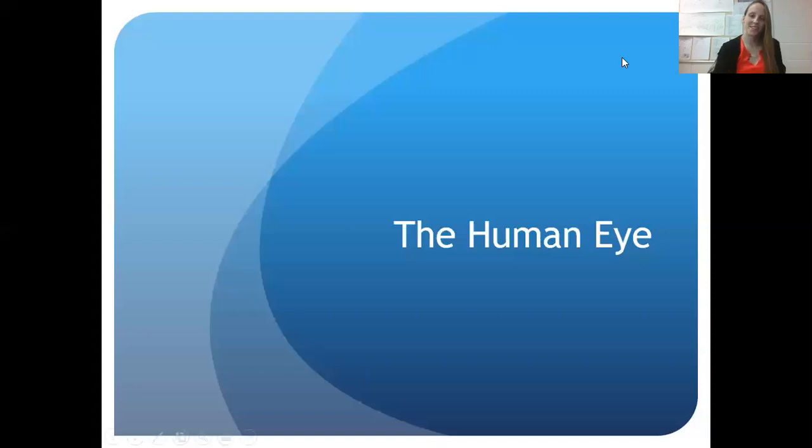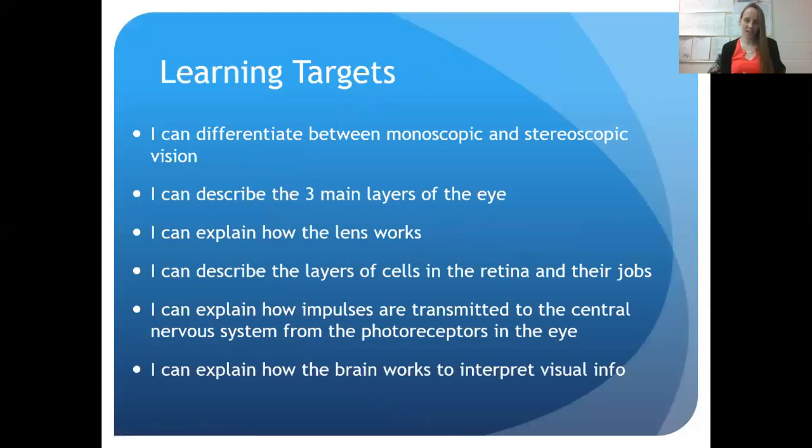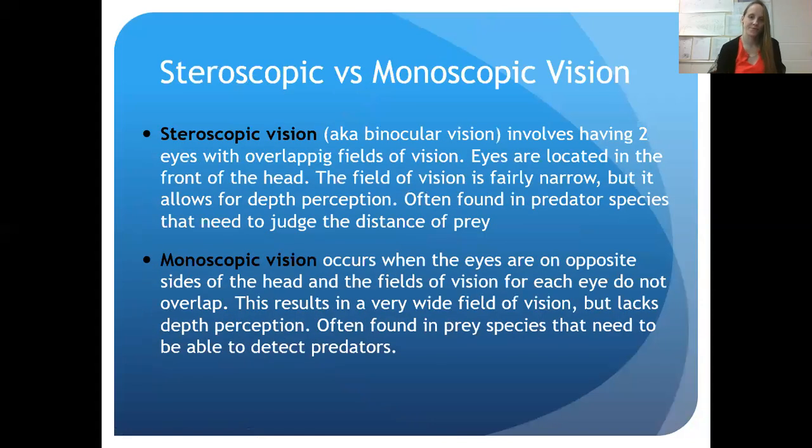So for this lesson on the eye, we're going to be talking briefly about the difference between monoscopic and stereoscopic vision. Then we're going to go into the different layers of the eye. You need to know all of the different structures of the eye and how they work. You also need to know how impulses are transmitted from the photoreceptors in the eye to the central nervous system and how the brain then interprets that information. So first, the difference between stereoscopic and monoscopic vision.